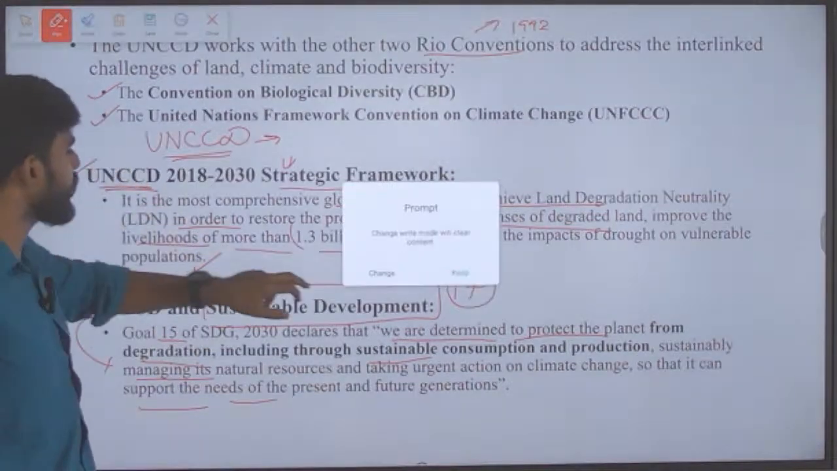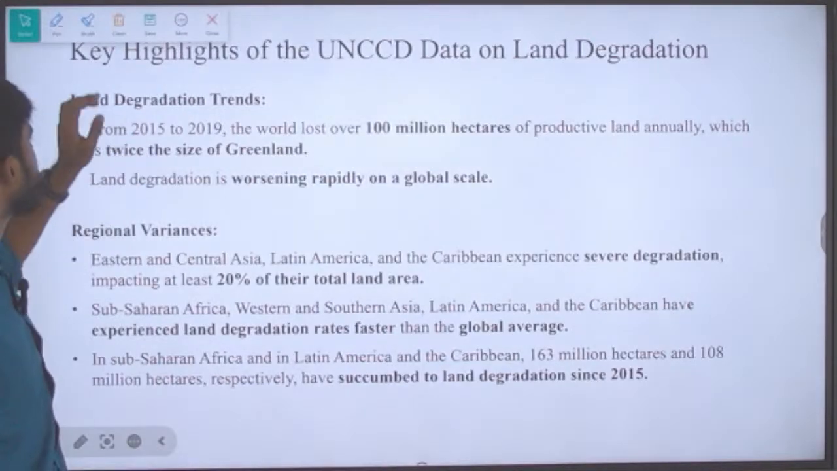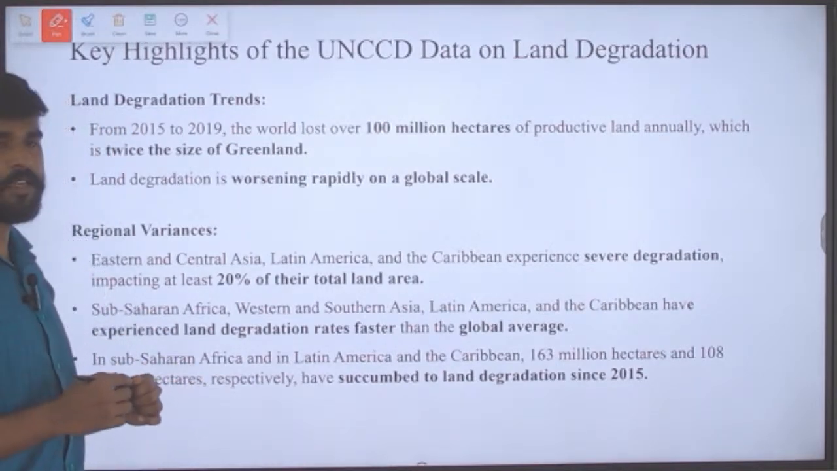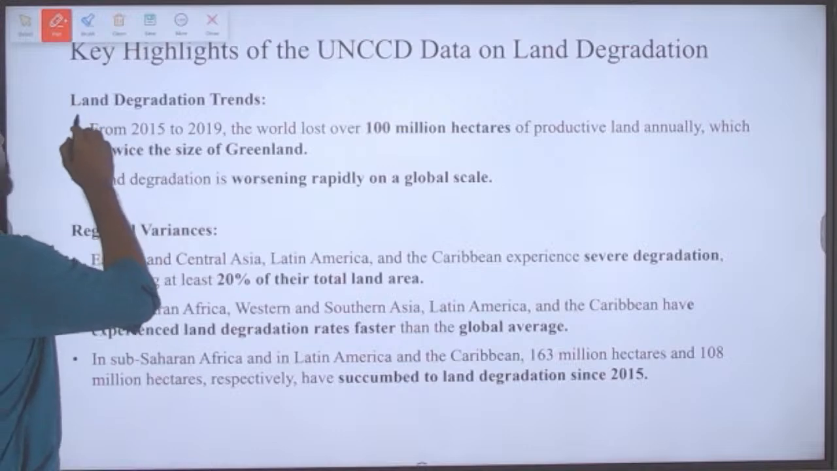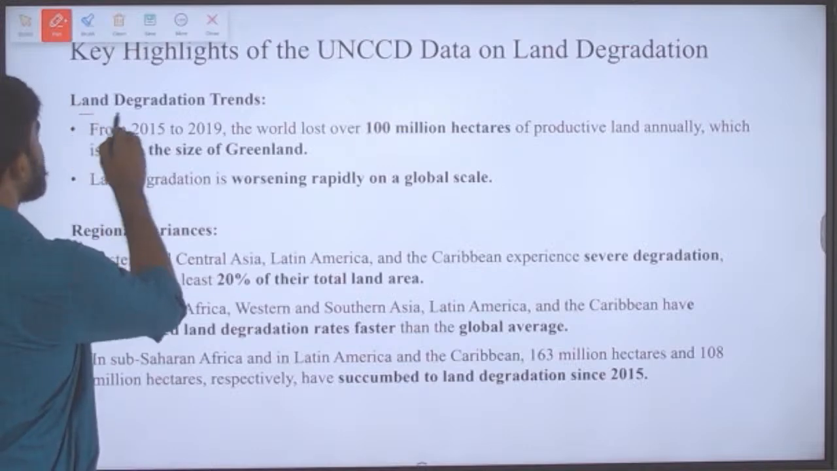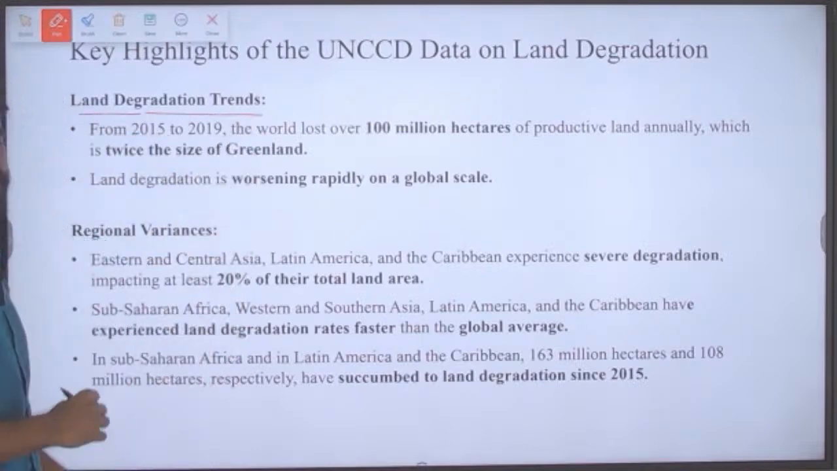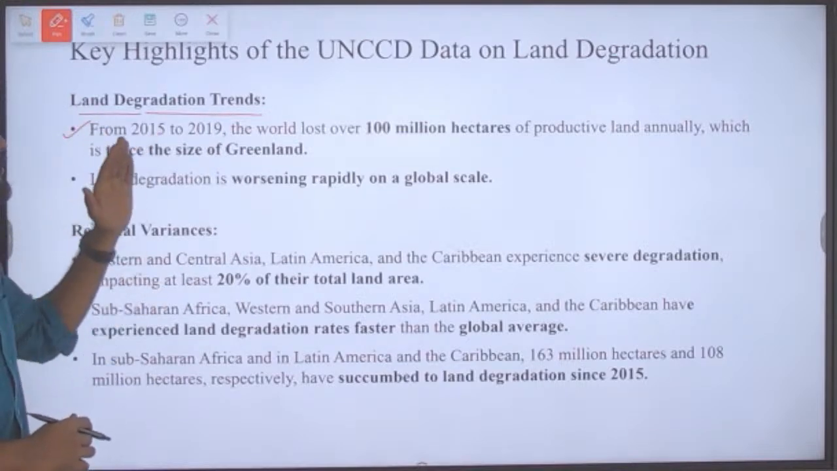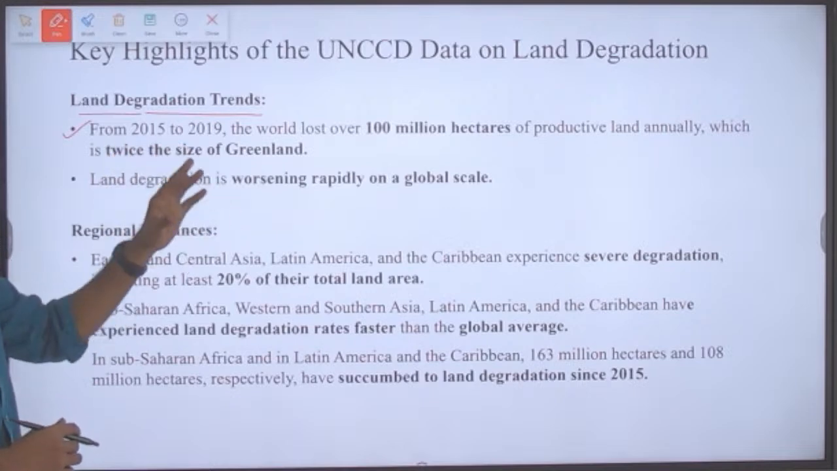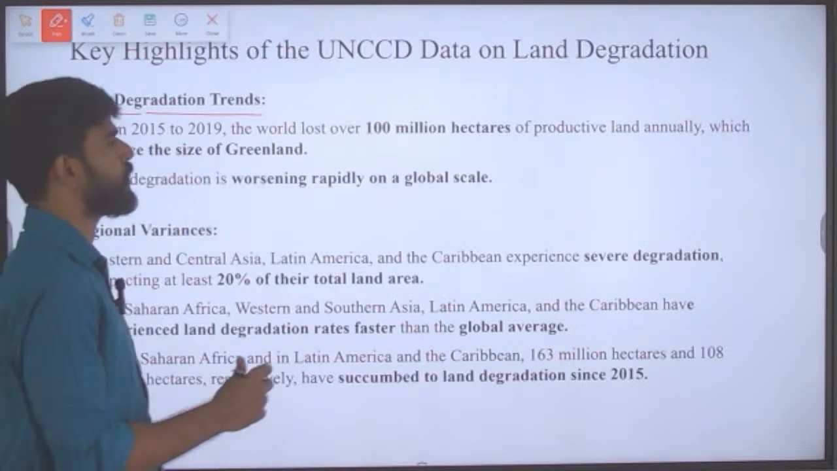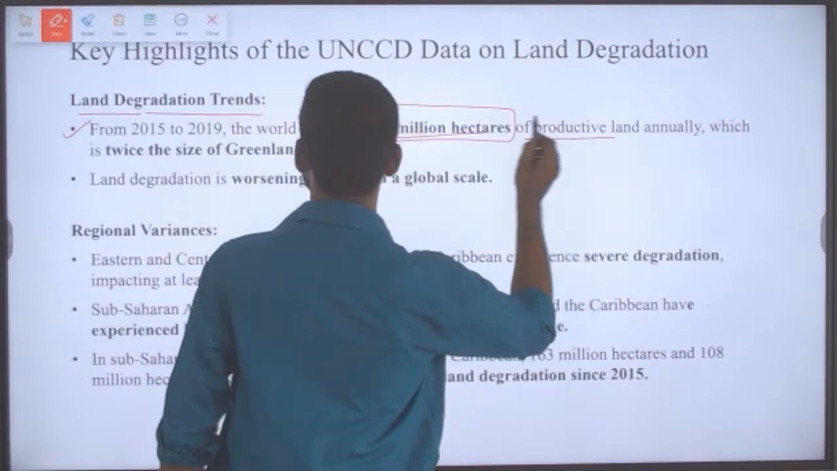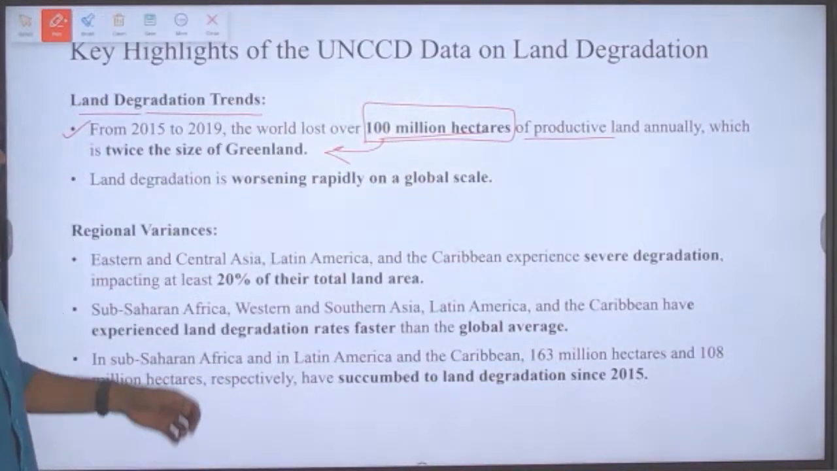Now we are getting into the details of the database, the key highlights of the data dashboard which has been released recently. According to this data, the land degradation trend at present is that from 2015 to 2019, the world lost over 100 million hectares of productive land annually. So this much land has been lost, and this area is actually equated to what?